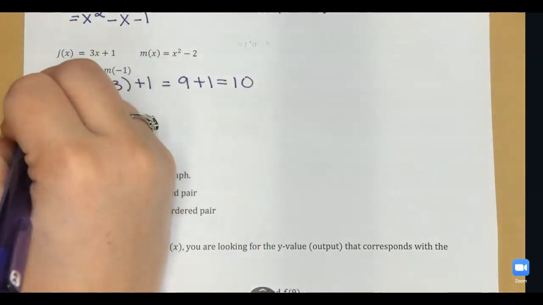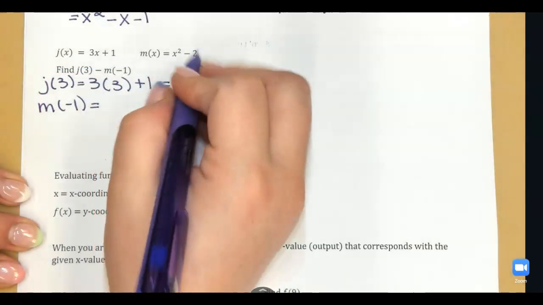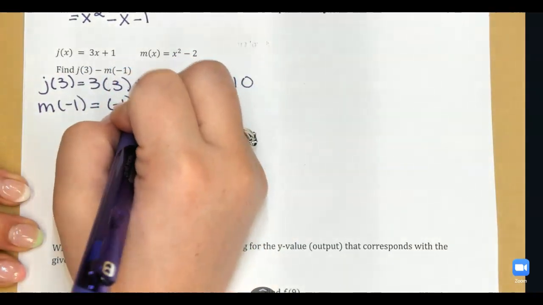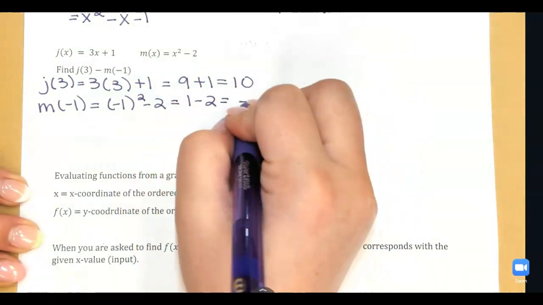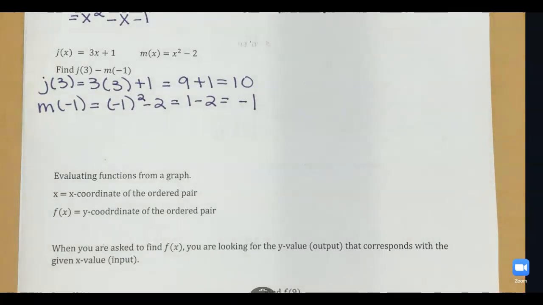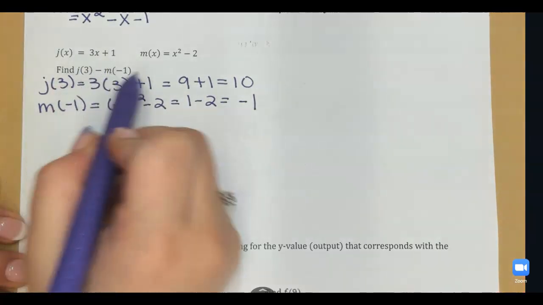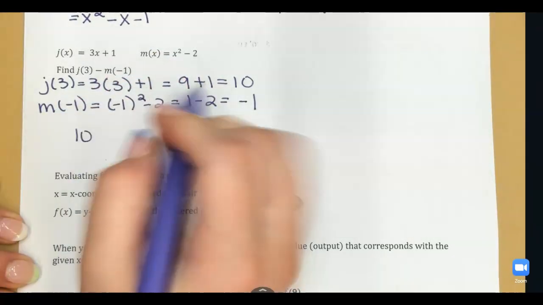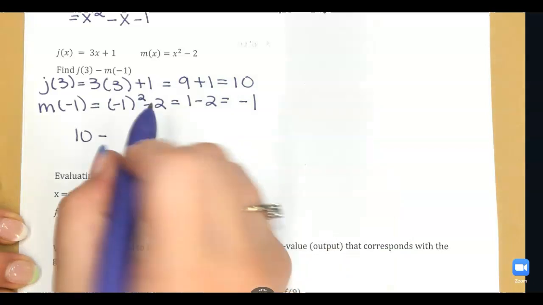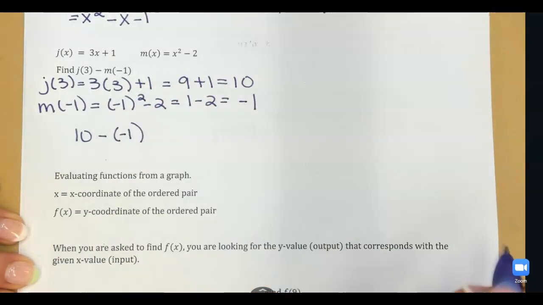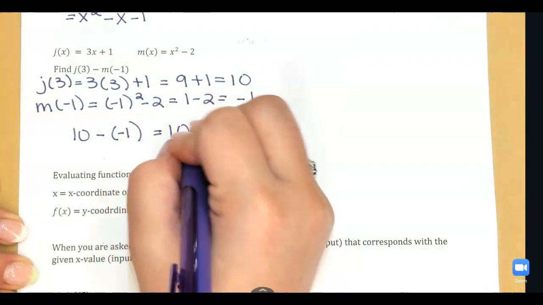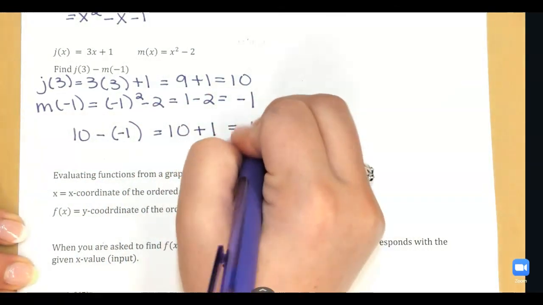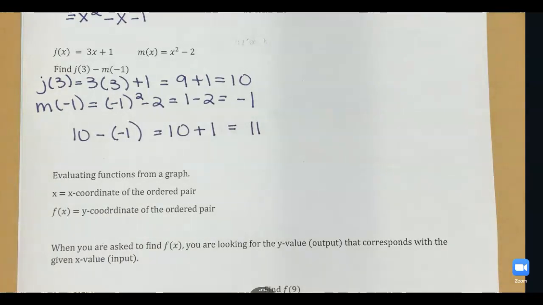Now I want to find m of -1, so I'm going to input -1 for my x. -1 squared is +1, minus 2 is -1. So m of -1 is -1. Now if I'm subtracting that, that would be 10, because j of 3 was 10, minus -1. M of -1 was -1. Now I have minus a negative, which means this is going to become plus. So 11 is my final answer. J of 3 minus m of negative 1 is positive 11.